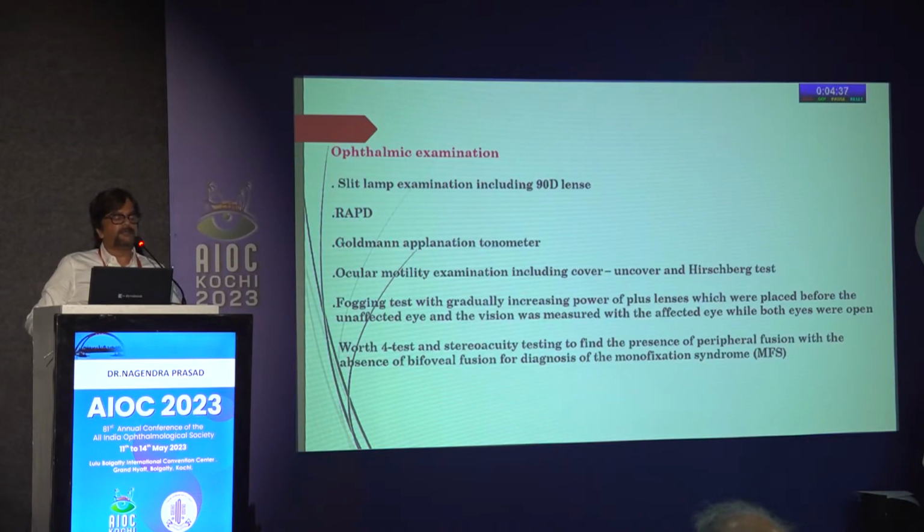If we have reviewed the data, go for the ophthalmic examination. What we have in hand is slit lamp examination, including 90 diopter lens, relative afferent pupillary defect, Goldmann applanation tonometer, ocular motility examination, including cover, uncover, and Hirschberg's tests to look for any deviation of the eye. That could be myopic, and a fogging test should be done to rule out whether a patient is having a functional loss or not, and a four prism diopter test to look for monofixation syndrome or microtropia.